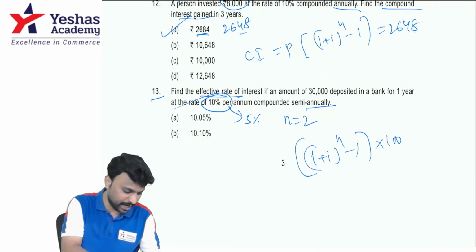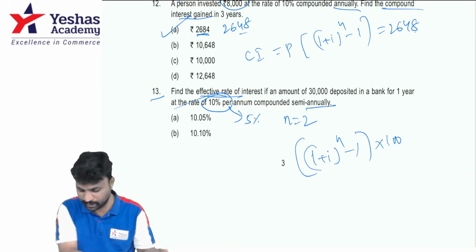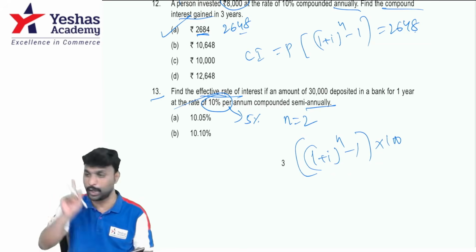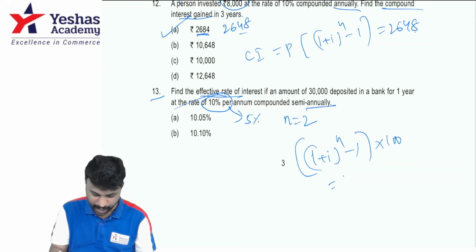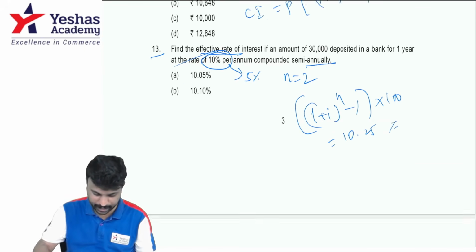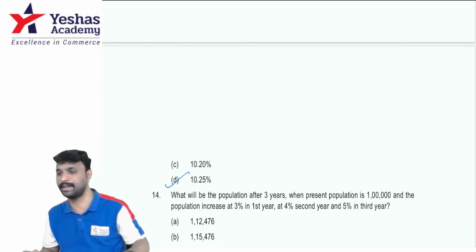Guys, 1 plus I, 1 plus 5, press a percentage, 1 plus 5% is done. Press into equal to only once for the square. Minus 1 into 100, that fetches me how much? 10.25%. That means option D is the right answer.